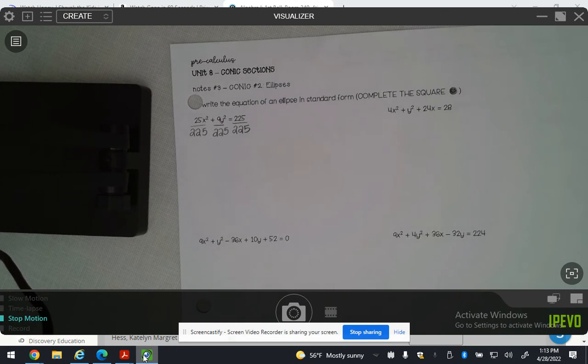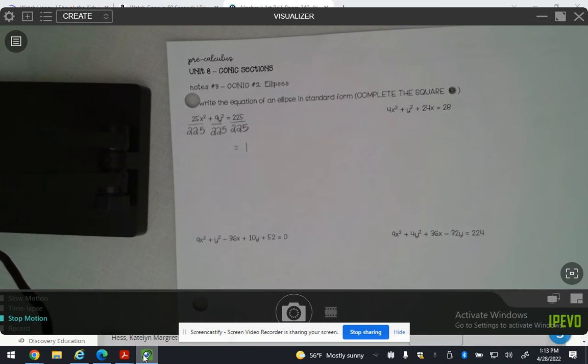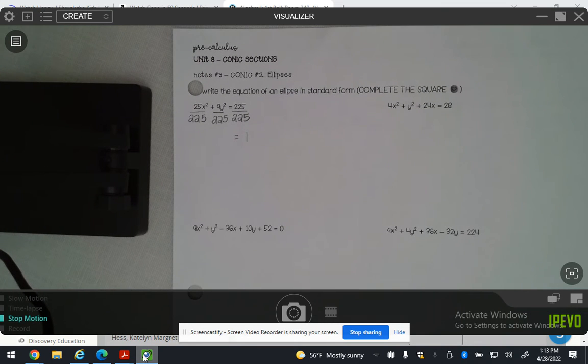Is that okay? Now, is this now in standard form? Because it now equals 1. So is it in standard form now? Why not? What's causing it not to be in standard form? 25. Right, you still have a coefficient with x squared and y squared, and we can't have that.